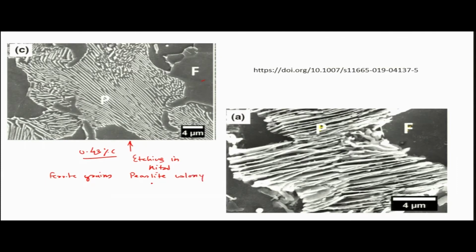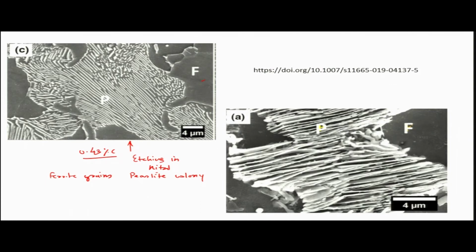See, pearlite cannot be called a phase because it is a phase mixture. We have both the phases, one is cementite, one is ferrite. So, that is why it is called a pearlitic colony. Now, this ferrite grain and pearlite colony microstructure we developed by nital etching.